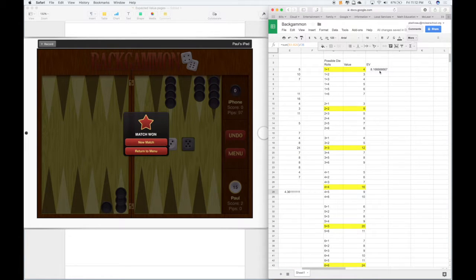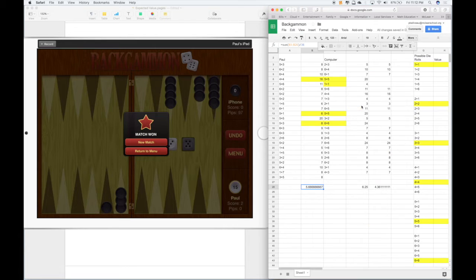Okay, we got this 8.167 by adding up all the things that could happen, multiplying them by the probability that they would. Well, this is what actually did happen instead of what could happen. And I got a lot lower than that. Instead of 8.16 repeating, I got 5.6 repeating. So the game didn't do me any favors.